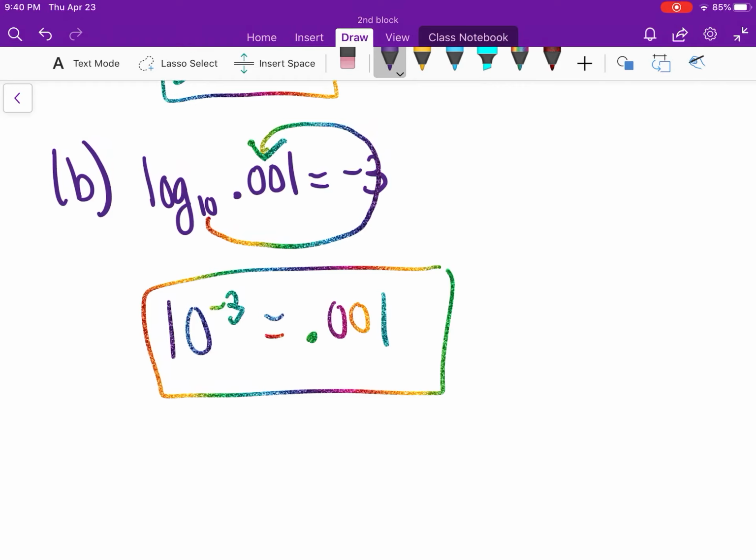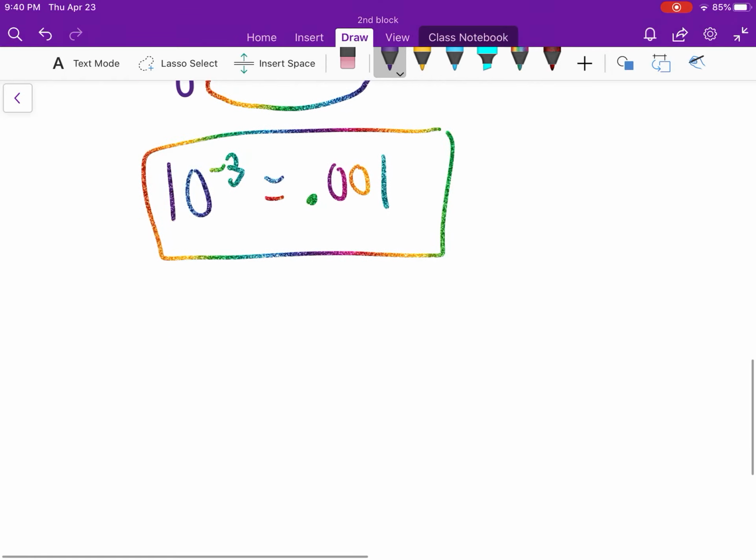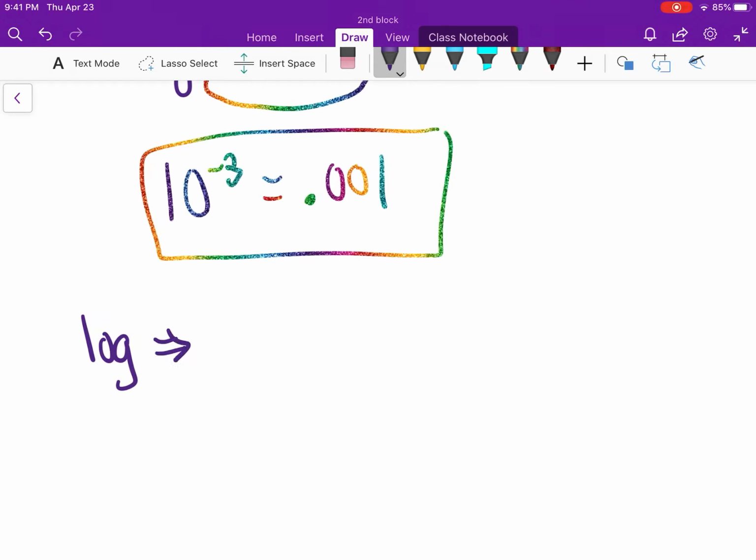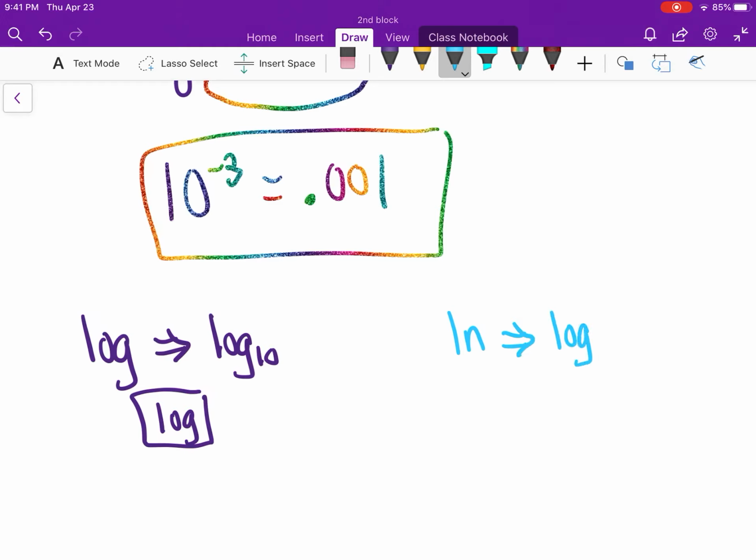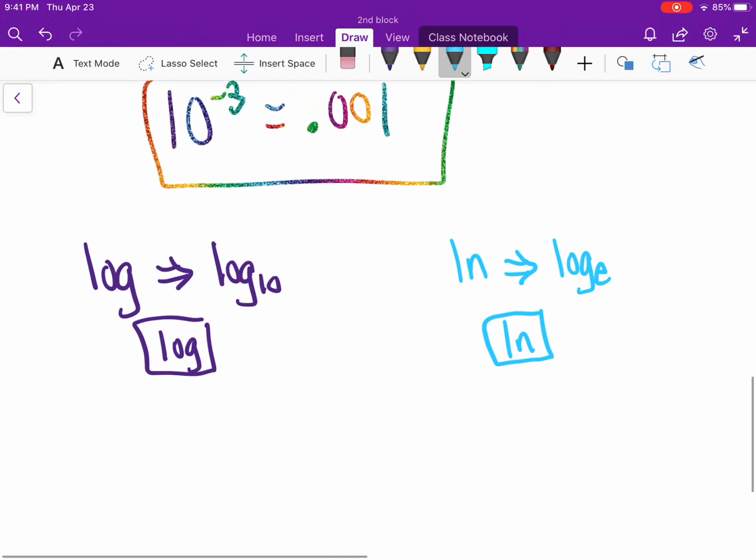Okay, next example, we're going to practice using our calculator. Okay. Now you have a shortcut on your calculator for 2 logarithms that are the ones that are used the most often. If you just see log, then that means log base 10. You have a log button on your calculator. If you see ln, that means log base e. So remember the number e we talked about? Okay, that's what that is. You have an ln button on your calculator.